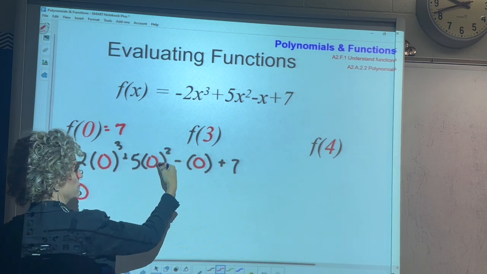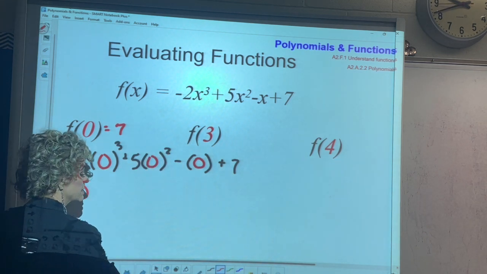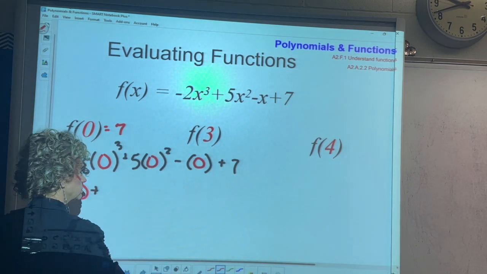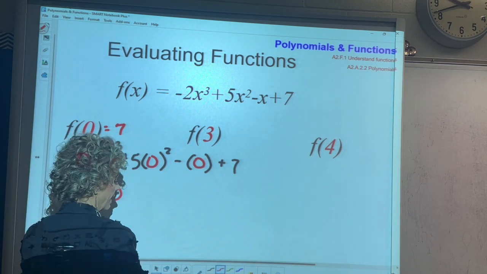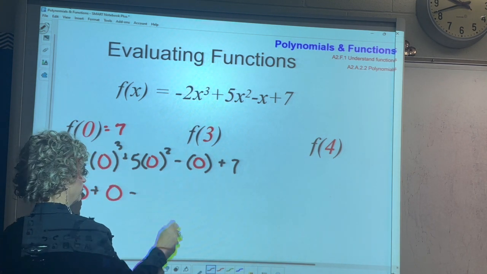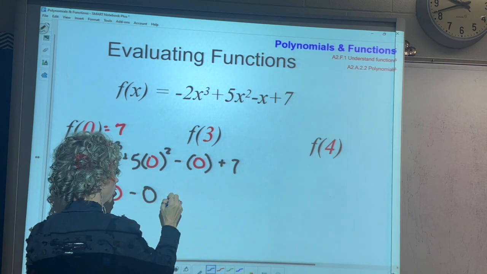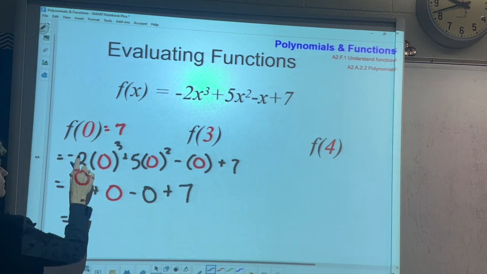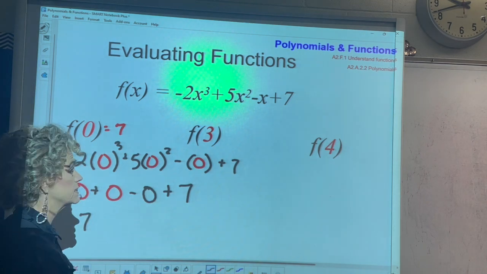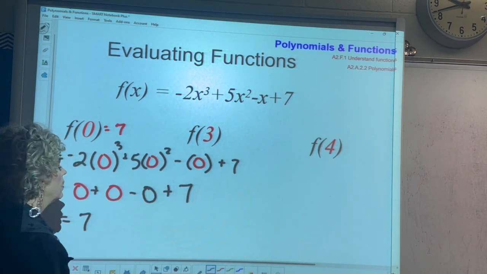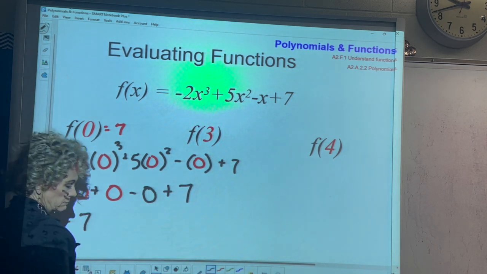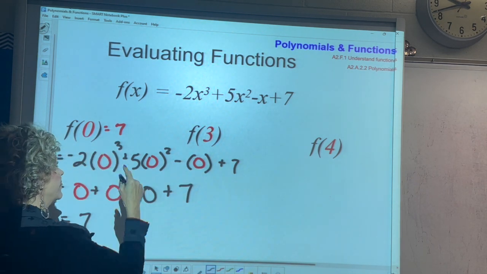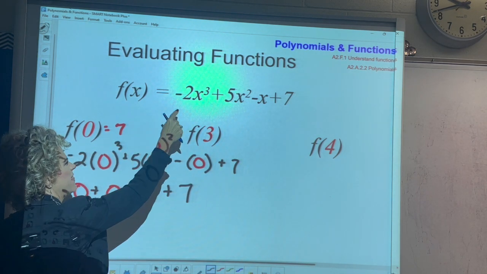0 squared is still 0. 0 times 5 is still 0. Okay. Then we have minus 0. And then we have our plus 7. All of this is going to be 0, and we get our 7. When we plug in a 0, we get out a 7. All that means is 0, 7 are our coordinates, and they would be on that graph.